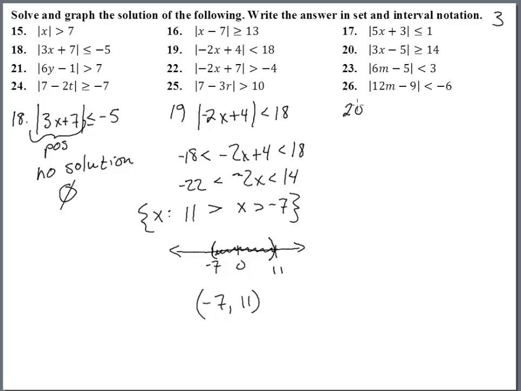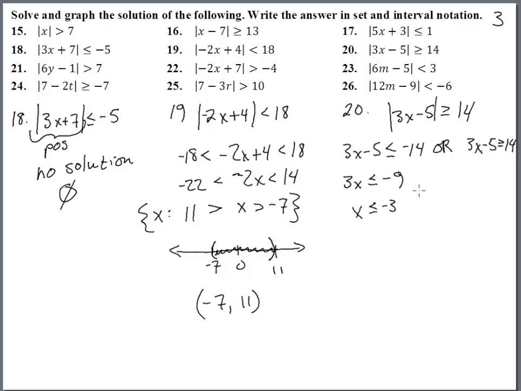Number 20. This is the absolute value of 3x minus 5 is greater than or equal to 14. So the numbers that will work there are the numbers where 3x minus 5 is less than or equal to -14, or 3x minus 5 is greater than or equal to 14. One just like it looks and one with the negative. So we solve these and we get 3x is less than or equal to, add 5, and we get -9, which is x is less than or equal to -3.